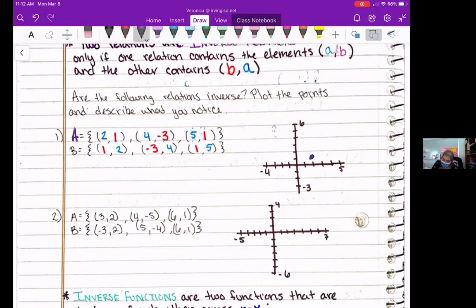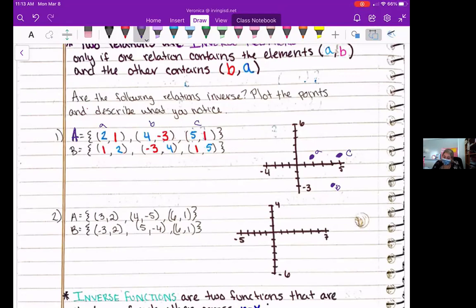Then we have 4. So this is A. And then we have B at (4, -3). So (4, -3) would be about right here. This is my B dot. And then C is at (5, 1). So (5, 1) would be about here. So this is my C. So we have A, B, C right there.